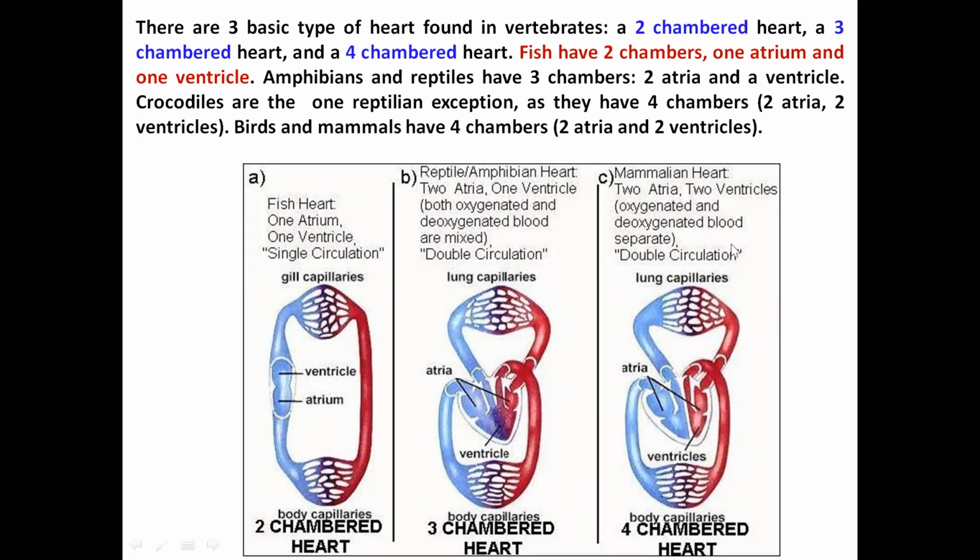Now the mammals and birds have a four chambered heart, two atria and two ventricles. In a four chambered heart, like birds and mammals, the oxygenated and deoxygenated bloods are in separate chambers, so their heart doesn't have any chamber or region where the oxygenated and deoxygenated blood get mixed. If we talk about the comparison, the fishes have single circulation, but the reptiles, amphibians, birds and mammals have double circulation.